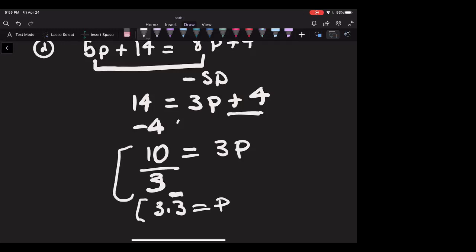This is just if you have a calculator. So what should I type in the calculator? 10 divided by 3 equals 3.3. Yeah, there you go. And that's your answer. But the actual answer could be 10 over 3. Yes, you could leave it as 10 over 3.